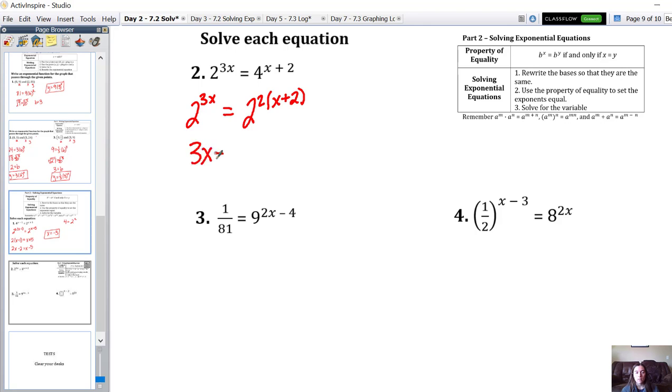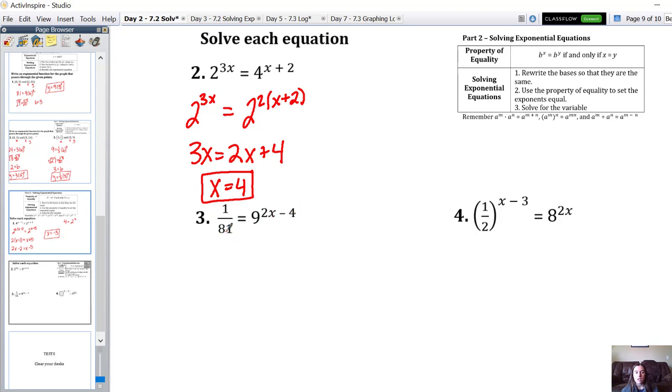So 3x equals 2 times x plus 2. I'm going to go ahead and distribute, which gives 2x plus 4. Then when we subtract 2x from both sides, we get x equal to 4. Notice here I went ahead and distributed that 2 into the parentheses, and that's where I got the 2x plus 4.